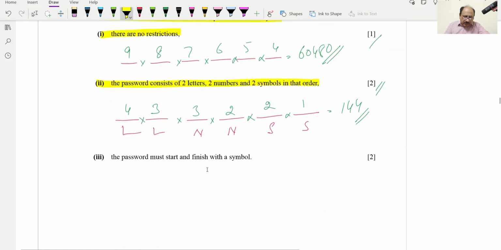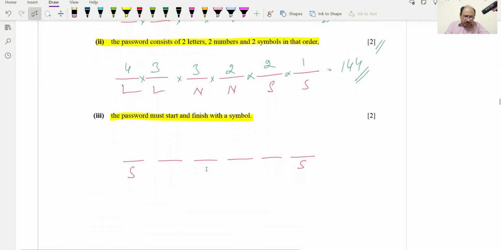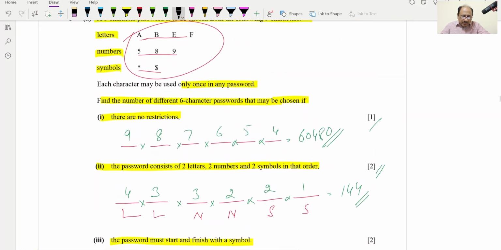Third part, the password must start and finish with a symbol. So start and finish should be with a symbol. We can take again 6 positions, 1, 2, 3, 4, 5, 6. This should be symbol, this should be symbol. And how many symbols are there? There are 2 symbols we have to choose from. So this will be 2 and this will be 1. And for the rest, there is no restriction.